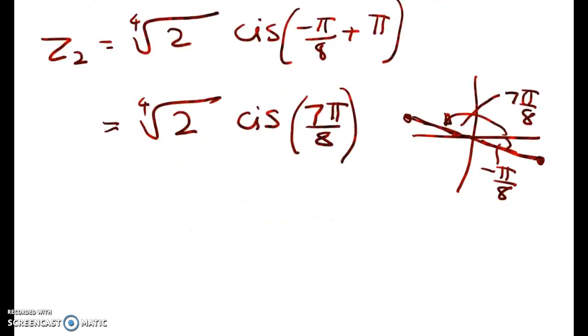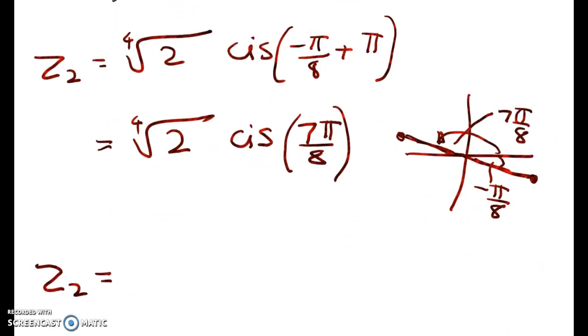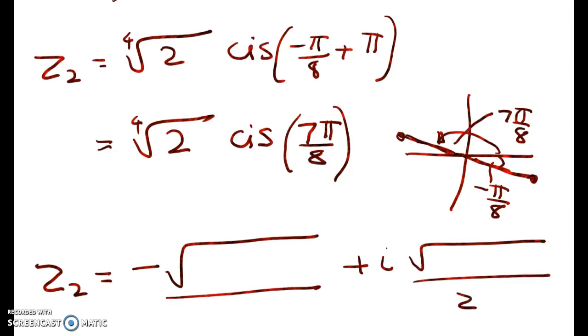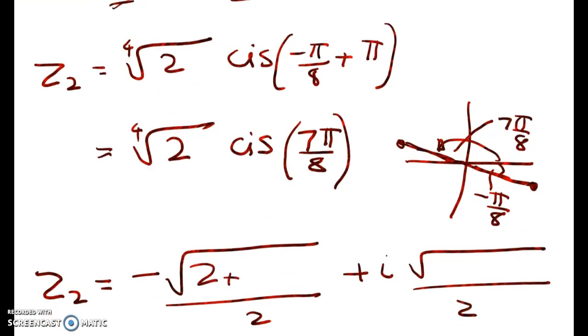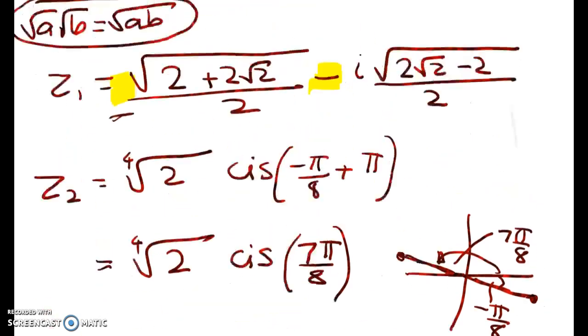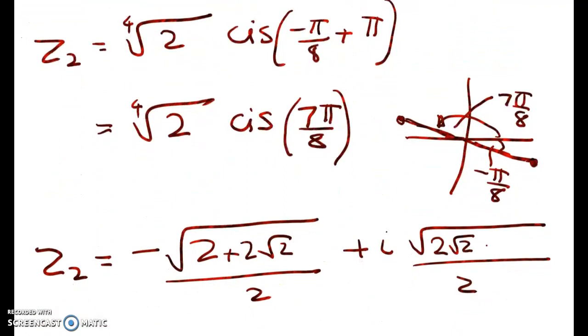So, let's see if I can get this right. So z2 is going to equal, instead of having a positive number here, this is going to be negative, and this one's going to be positive. So z2 will be negative times whatever that thing was, plus i times that thing. Right, I'll just go back up and check what those numbers were again. Right, 2 plus 2 root 2. And the complex part, I mean the imaginary part, is this, so plus 2 root 2 minus 2.